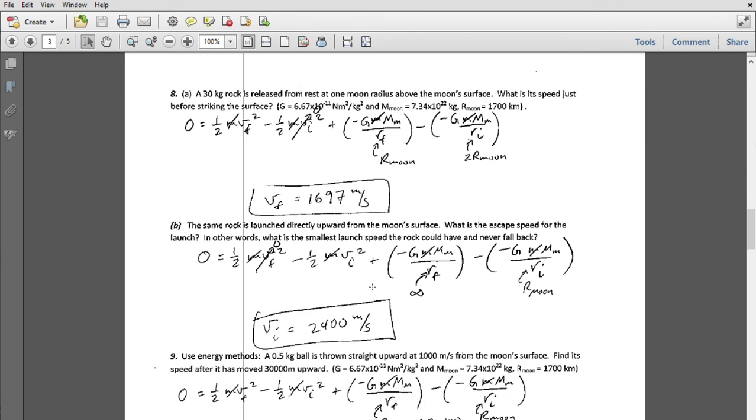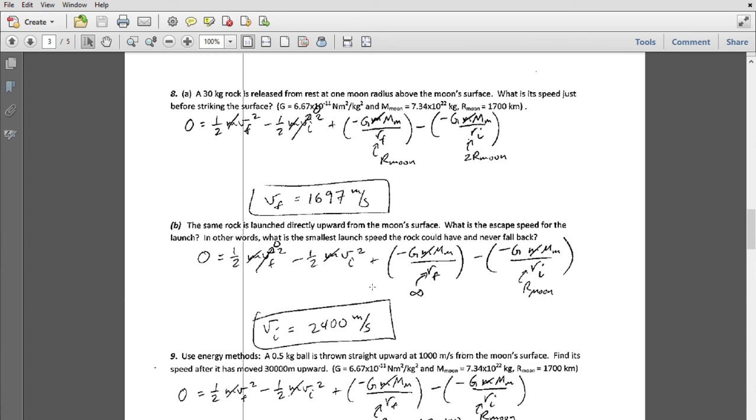Problem 8. A 30 kilogram rock is released from rest 1 moon radius above the moon's surface. That means the initial radius, if we're using the minus G m1 m2 over r potential energy formula, is going to be 2 times the radius of the moon. What's its speed just before striking the surface?